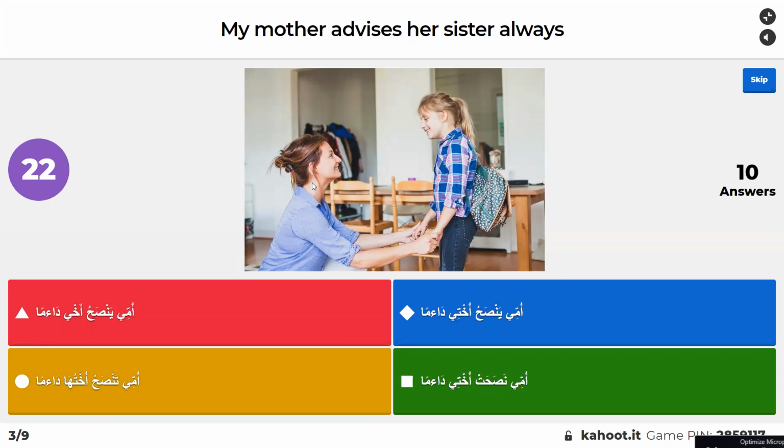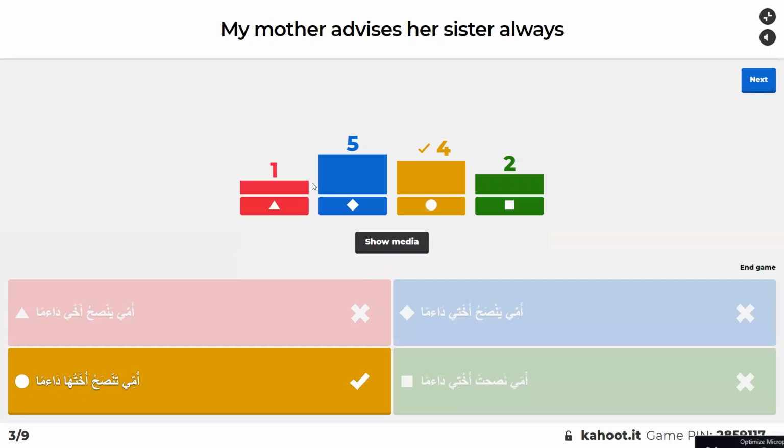Blue: Ummi yansahu ukhti da'iman. Red: Ummi yansahu akhi da'iman. Only 4 correct; 5 said blue. Ummi yansahu ukhti: ukhti is my sister. To say her sister, you would say ukhtuha. Here becomes her. Correct answer is orange. It is ukhtuha, her sister.